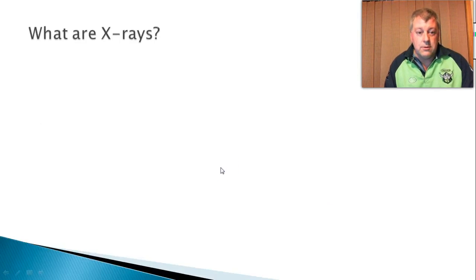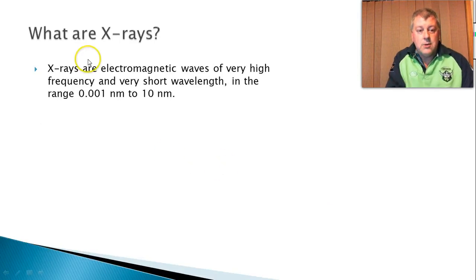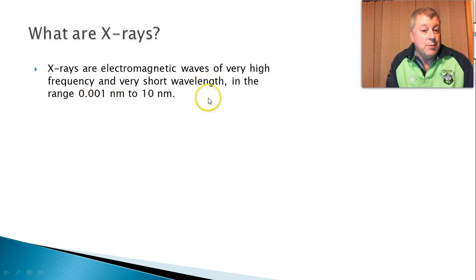What are X-rays first and foremost? Well, X-rays are electromagnetic waves of very high frequency and very short wavelength. They're part of the electromagnetic spectrum, and they are in the range of 0.001 nanometers to 10 nanometers. Now, if you look on your electromagnetic spectrum, you can see where they sit.